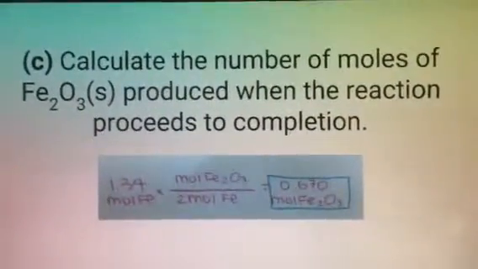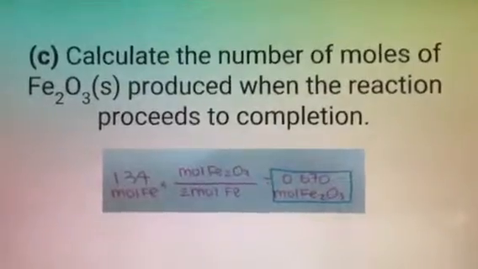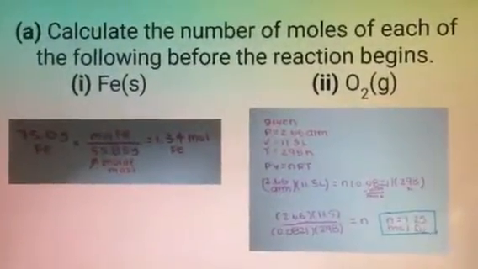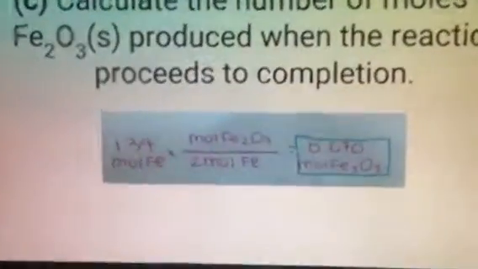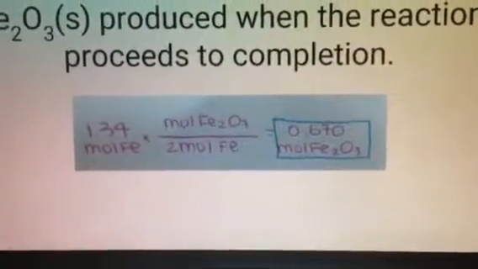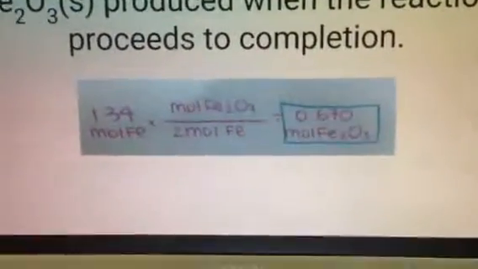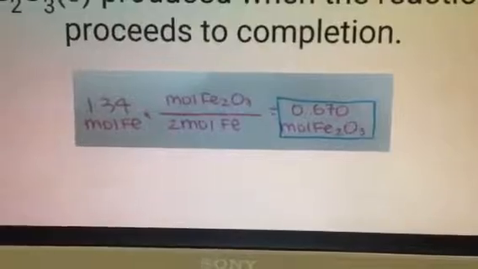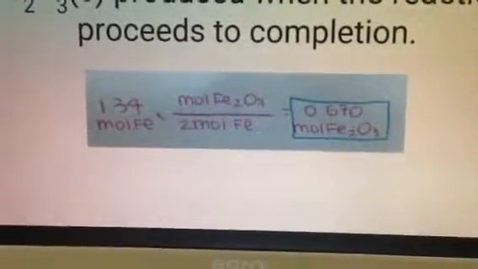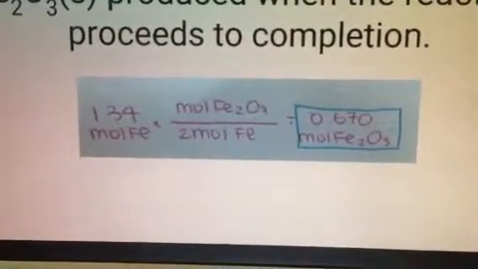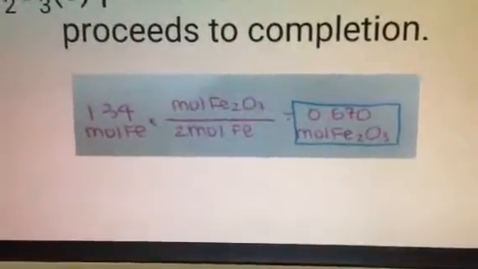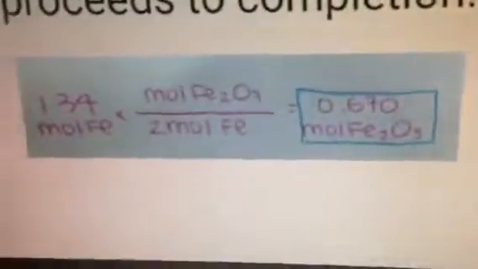Part C asks us to calculate the number of moles of Fe2O3 produced if the reaction proceeds to completion. As determined in Part A, we have 1.34 moles of iron, and it is our limiting reactant, as we determined in the previous problem. So we have 1.34 moles of iron times the molar ratio of 1 to 2 for Fe2O3 to iron. So we divide 1.34 by 2, and we get 0.670 moles of Fe2O3. Make sure that this is 3 sig figs because we started out with 3 sig figs. That is it.